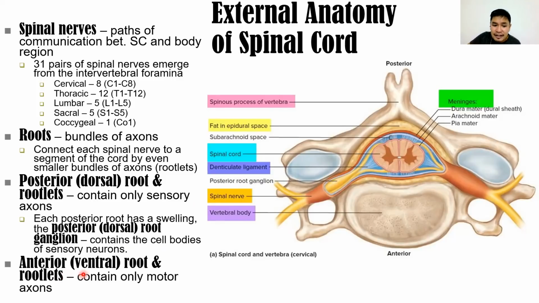Then anterior or ventral root and rootlets contain only motor axons. This one, anterior, motor axons lang siya. Sensory, posterior; anterior, motor. How do I remember this when I was still in medical school, as student pa lang? It's like when you're driving a motor vehicle, no? Motor lang siya. Anterior motor. And your back is sensitive. So, ganun lang. Posterior is sensory, anterior is motor.